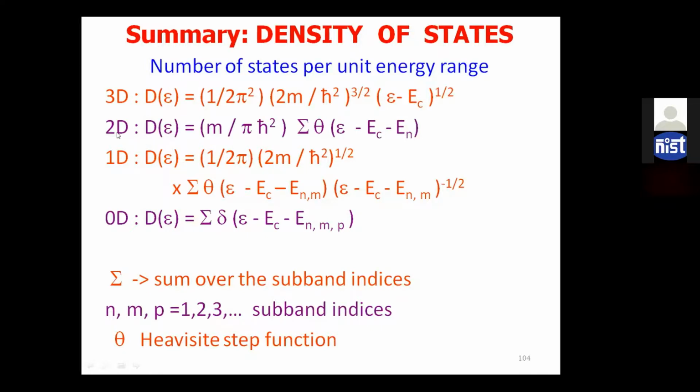And in case of 2D, as I already told, the density of states is proportional to A pi h cross square, and it depends upon the Heaviside step function theta, summation over theta of E minus EC minus En. That means depending upon the n, depending upon the Heaviside step function, when E matches with EC minus En, then it will be 1, otherwise it will be 0.